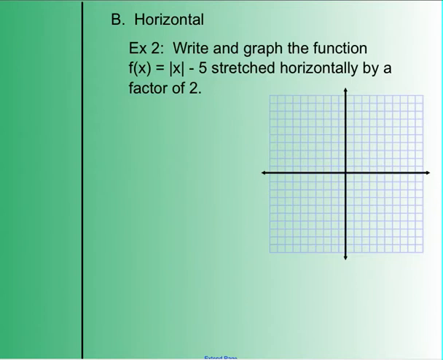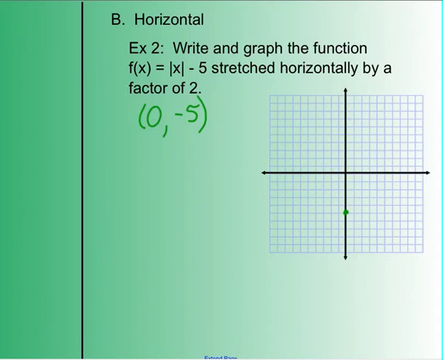Next example we have here is we will write and graph the function that's been shifted down 5, and we will stretch it horizontally. Again, a stretch does not change the vertex, which makes this really a lot easier to figure out how to work with it. So I'm going to figure out my vertex. I'm not doing anything inside the absolute value with the x. Outside is normal, so I'm going to plot 0, -5. That's my vertex.